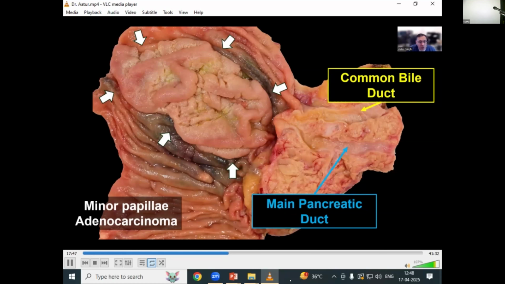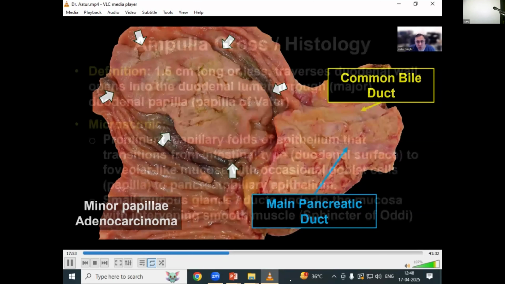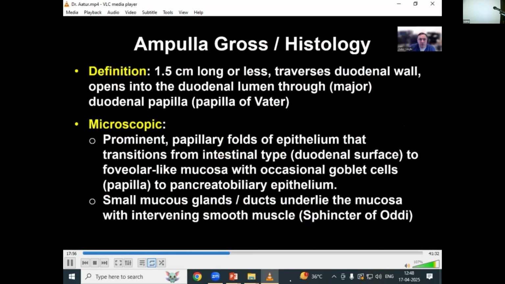Proper grossing examination, combined with microscopic examination, which I'll talk about in a second, are extremely important. But what is the actual extent of the ampulla? I get that a lot when I talk about the ampulla and the periampullary region: what is the definition of the ampulla itself? Honestly, it is arbitrary. It's based on what we've known for decades, maybe even a century.